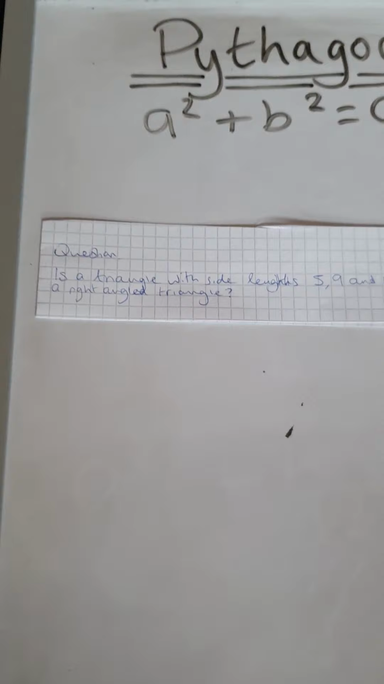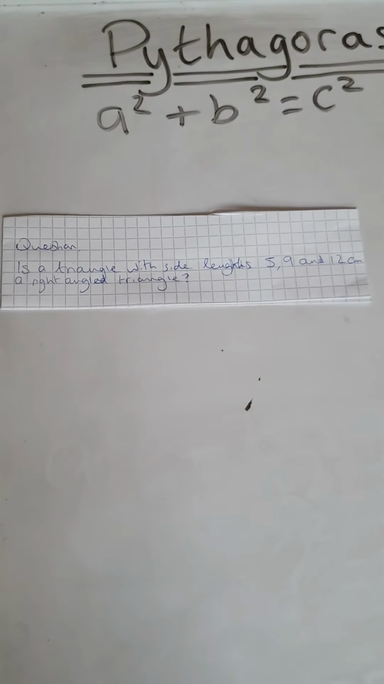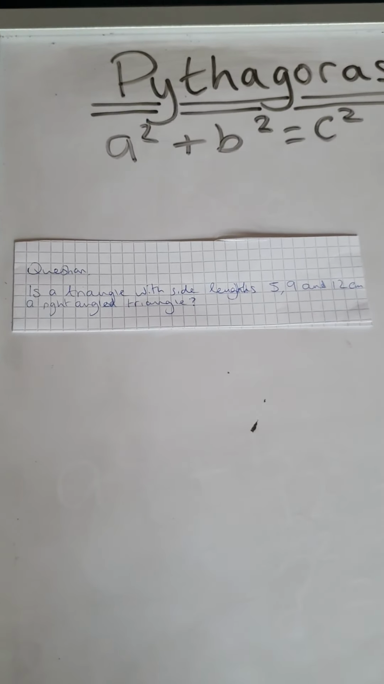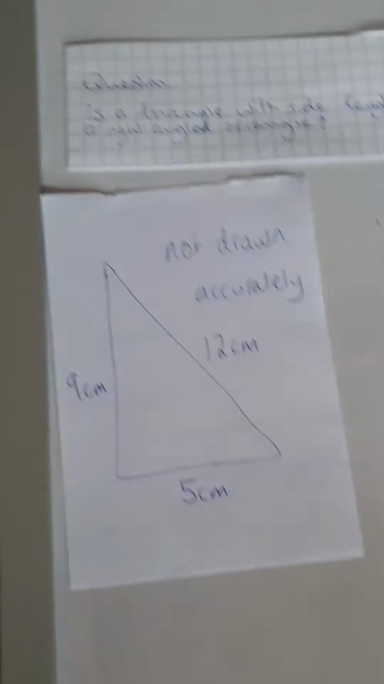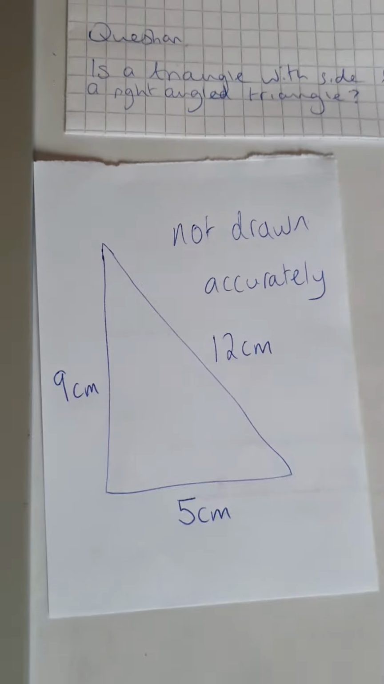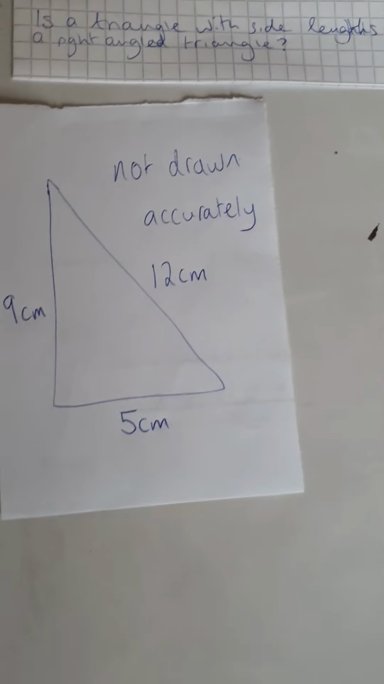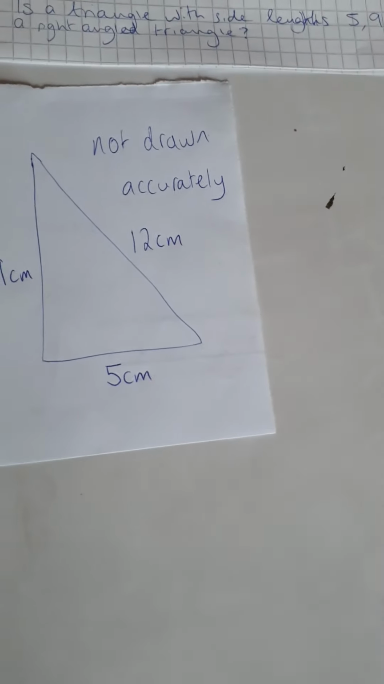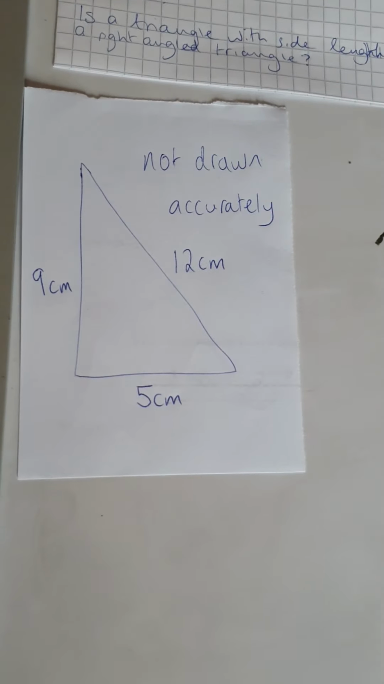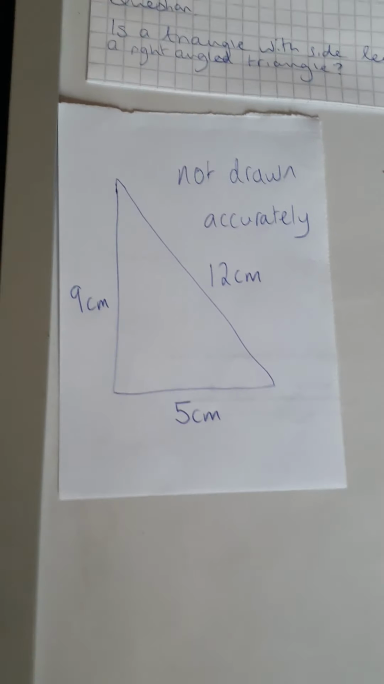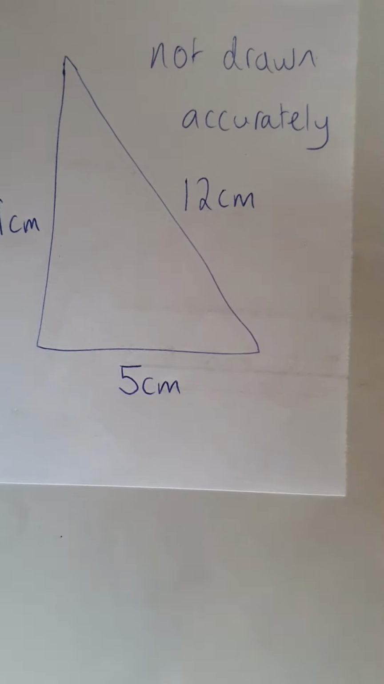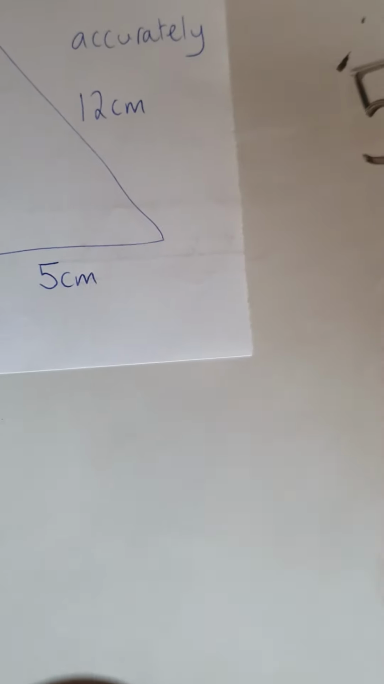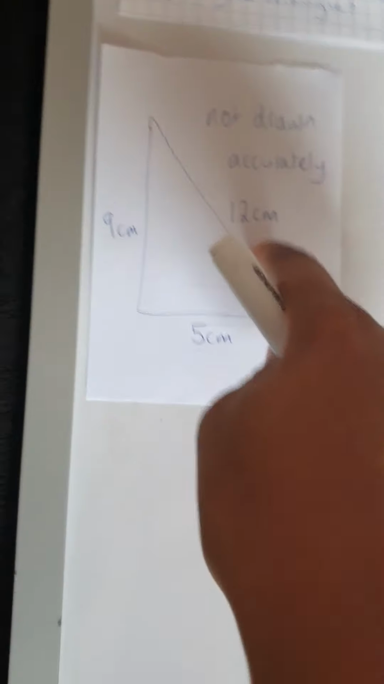First one here is, there is a triangle with side lengths 5, 9 and 12 centimeters. Is it a right angle triangle? Now, if I sketch that out, it will look like this. I've got 5 centimeters, 9 centimeters and 12 centimeters. How would I prove whether or not that is a right angle triangle? Well, if it's a right angle triangle, then 5 squared plus 9 squared would have to equal 12 squared, because A squared plus B squared equals C squared.